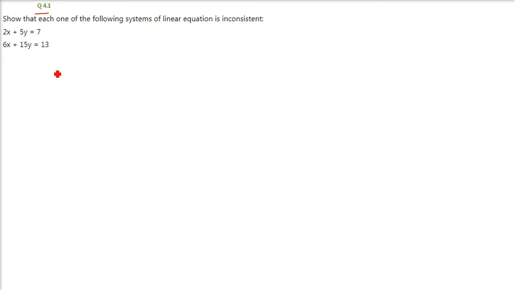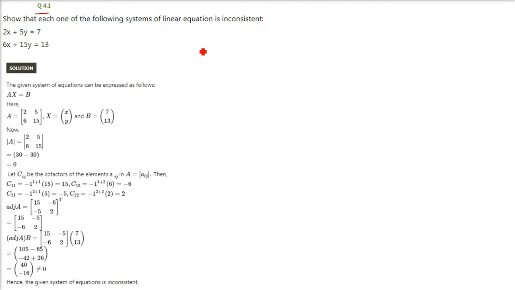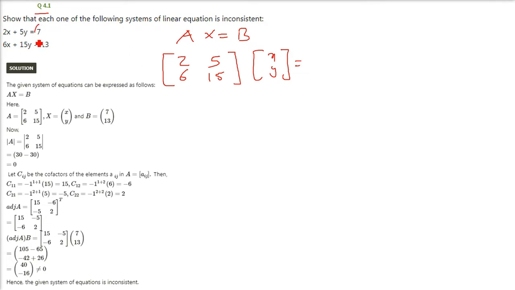So it's a different kind of question, because one option is used when the determinant of A is 0 or not 0. First, we will write this in matrix form because we are solving using matrices. So AX equals B. What is A here? The coefficient of x, which is 2, 6, and the coefficient of y, which is 5 and 15. This is your A. X is x and y. B is 7 and 13.